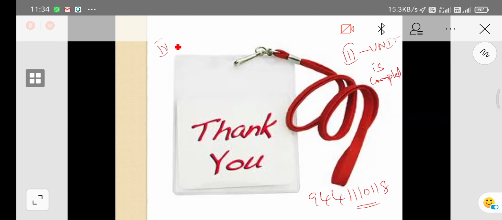Next class we'll discuss the fourth unit, that is transformers, single phase transformers. This is the most important concept. Please don't miss the class, especially the introduction class.